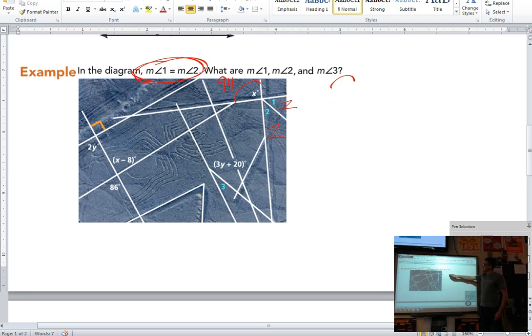So what we get now is that 2z is equal to 94. Is anyone confused how we did that? We know 1 and 2 are the same thing. And if they're the same thing, I can just say they're both z.